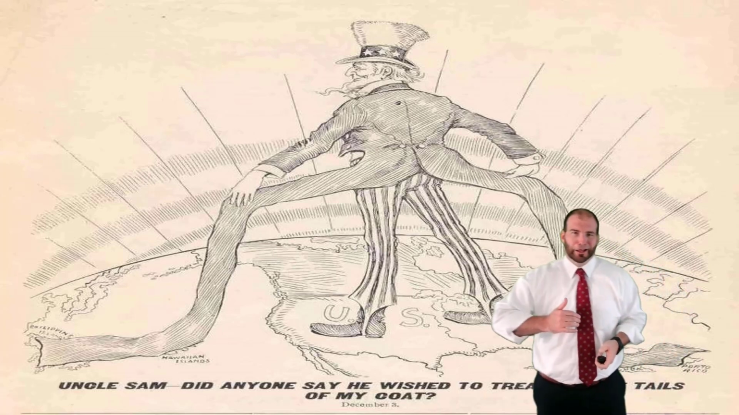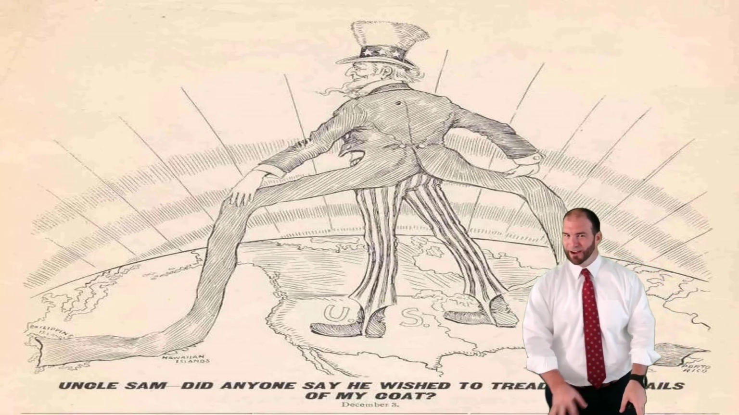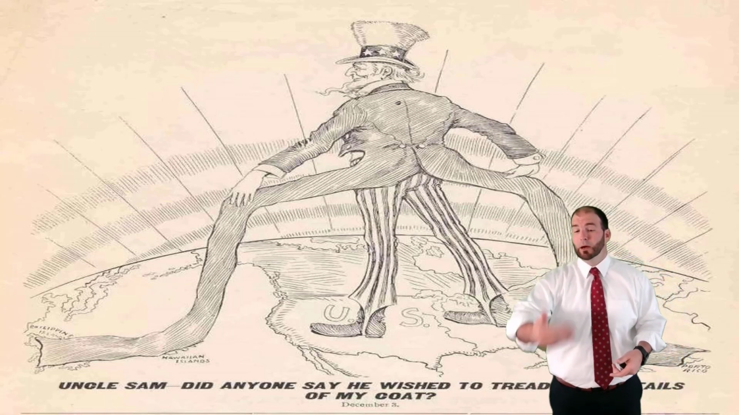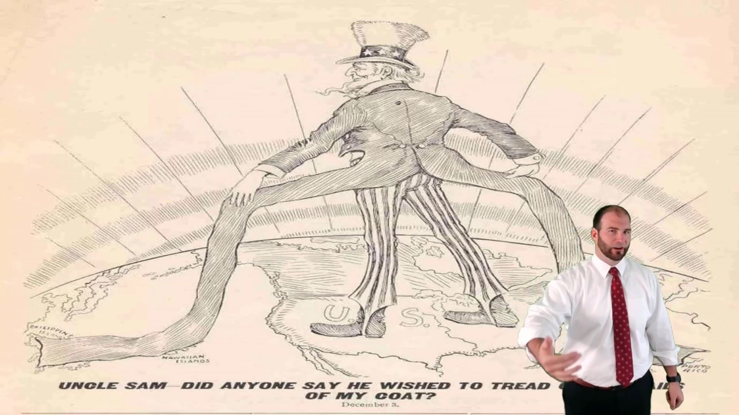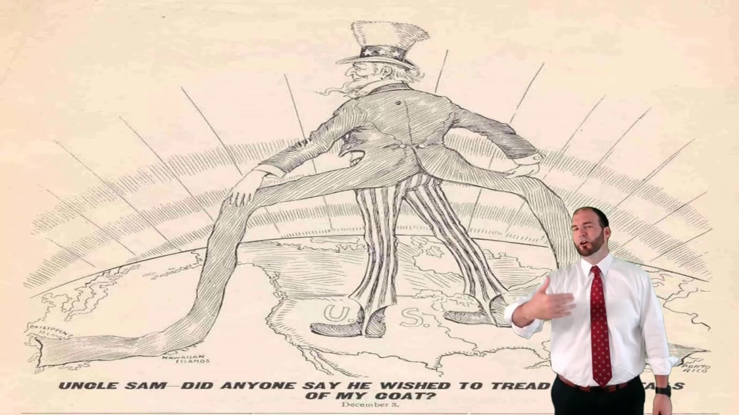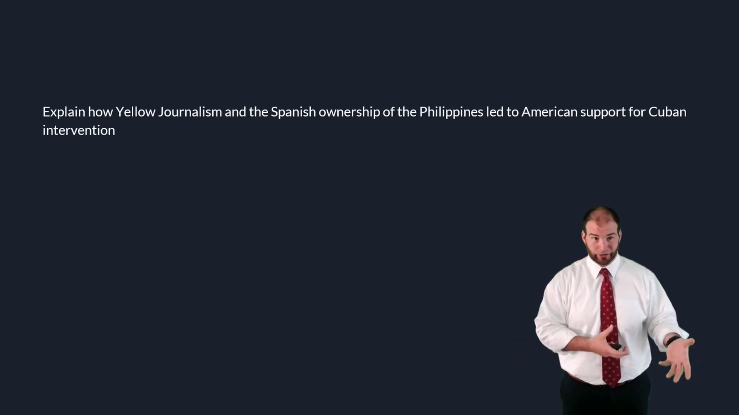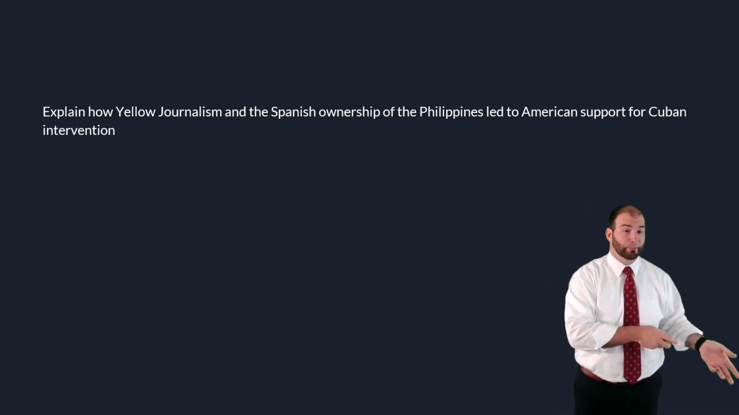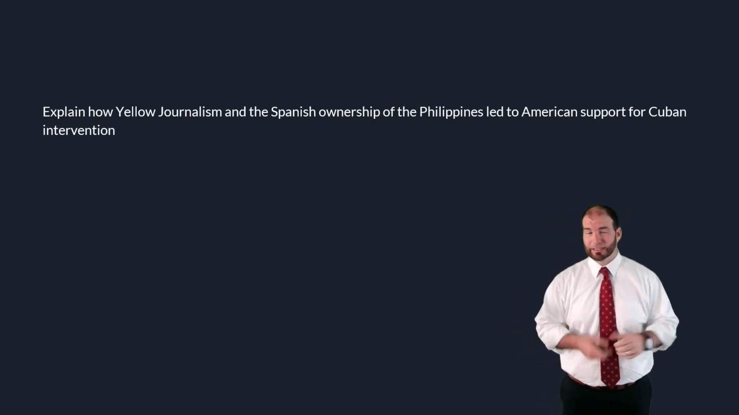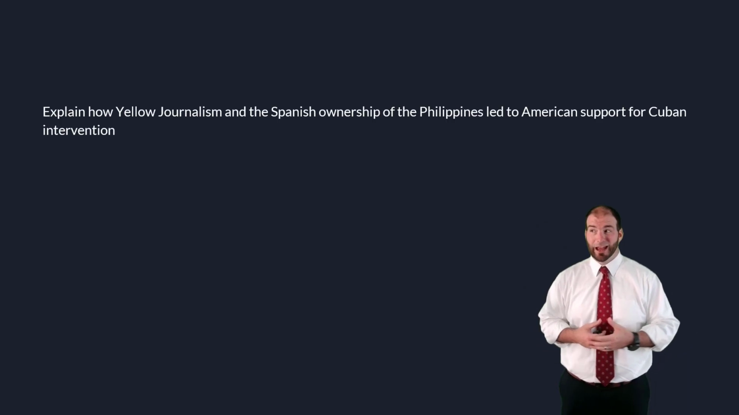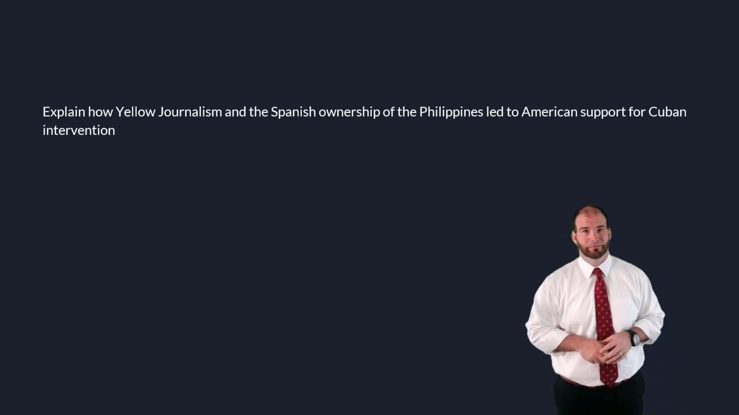So, this is Uncle Sam, McKinley at the time, the idea of imperialism. We kind of want the Philippines now, and we're going to use American sentiment in Cuba in order to get involved here in order to try to take the Philippines from Spain. So the question here is, explain how yellow journalism and the Spanish ownership of the Philippines led to American support for Cuban intervention. Basically, how do those things lead to America wanting to be like, yeah, let's get involved here in Cuba, see how this works out. So pause me, answer that completely. We're moving on.